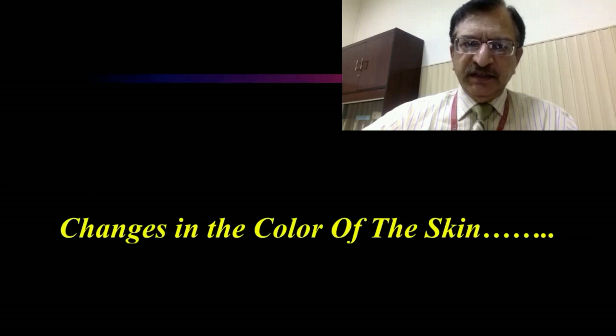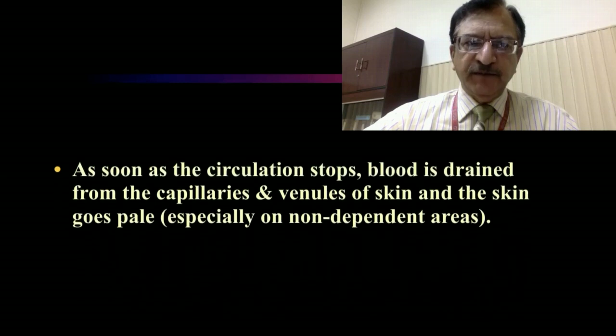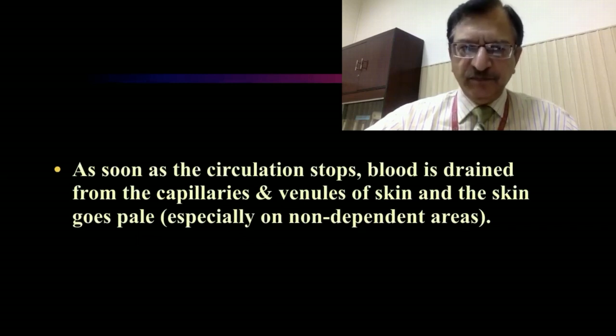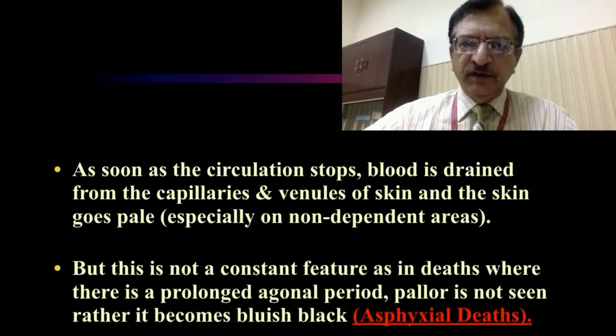The other changes in the color of the skin are also sometimes important. As soon as the circulation stops, blood is drained from the capillaries and venules of the skin, and the skin goes pale, especially on the non-dependent areas. But this is not a constant feature where there is a prolonged agonal period. Pallor is not seen; rather it becomes bluish or cyanotic in asphyxial deaths.